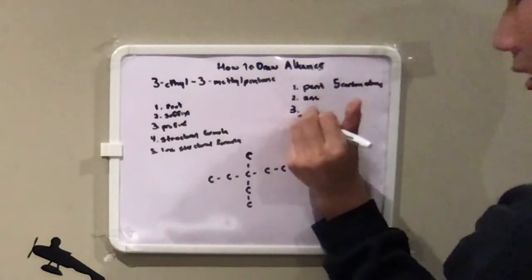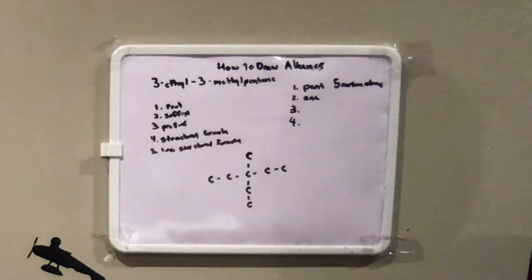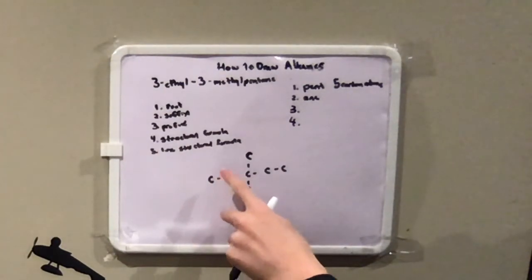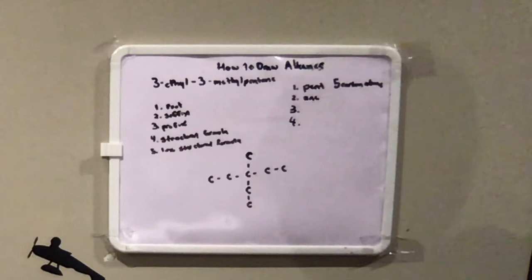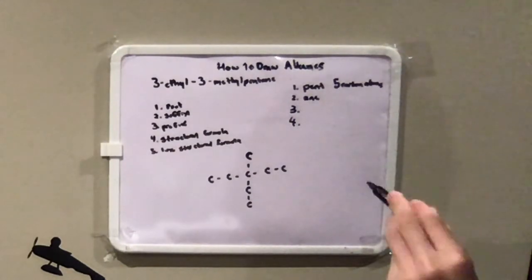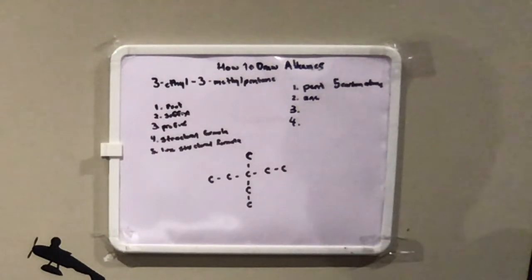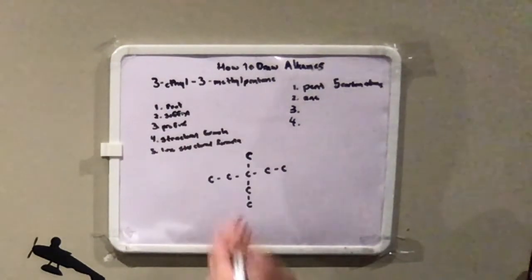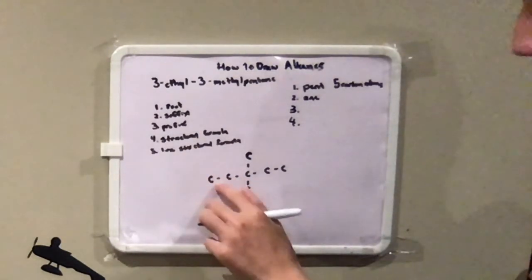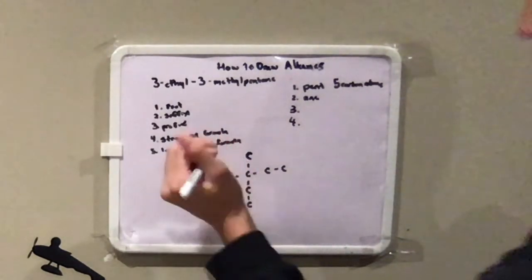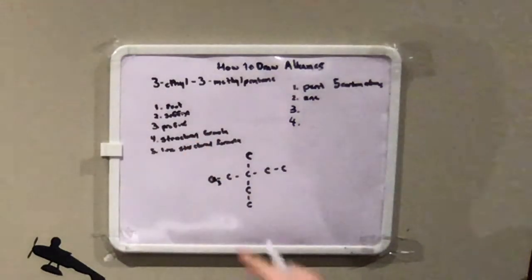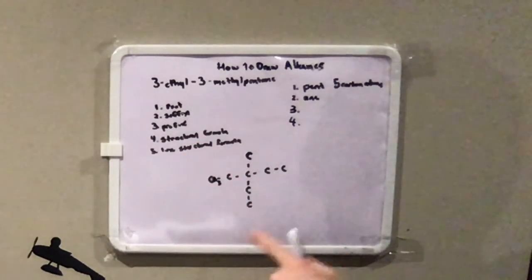Now, number 4, the structural formula. So right now, this is just the base of our alkane. And to complete the structural formula, we have to draw the hydrogen atoms beside the carbon atoms. And the trick for this is we have to make sure every carbon atom has 4 bonds. Doesn't matter which bond, just 4 bonds. So, for example, this one. It already has 1 bond here, so we would have to add 3 hydrogen atoms to make 4 bonds.